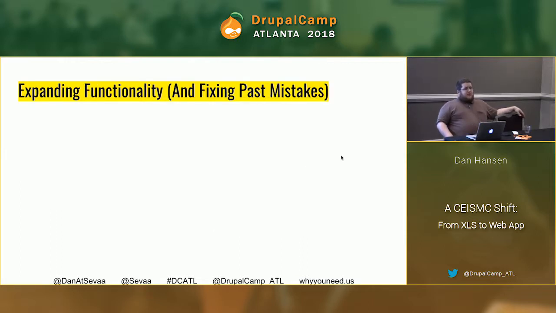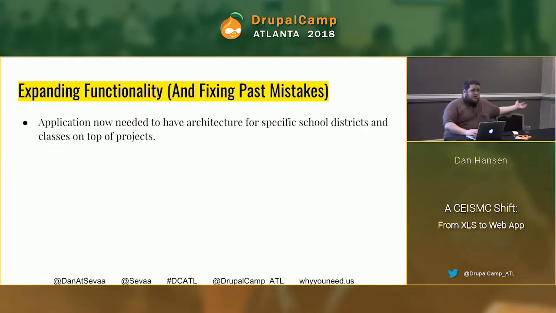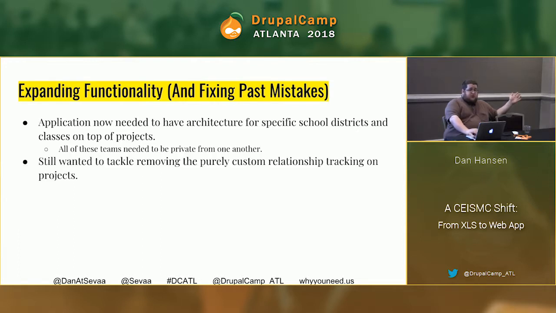And then expanding functionality and fixing past mistakes. The application, now that we'd done our small test group, was expanding. We needed an architecture that would support school districts and classes on top of projects. So an additional layer of groupings and architecture on top of the project system that we already had in place. All of these different teams need to be private from one another.